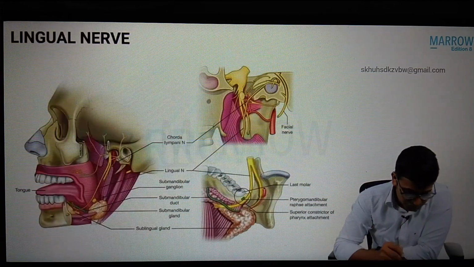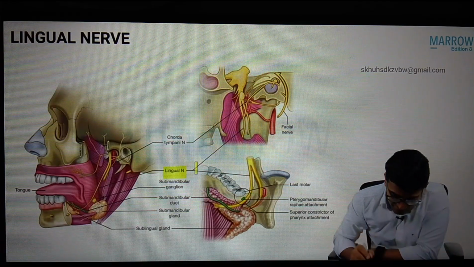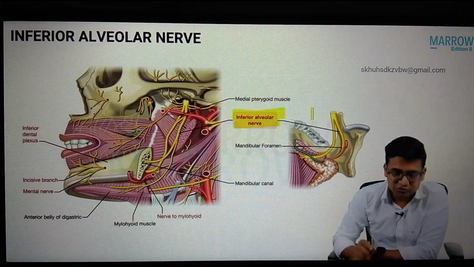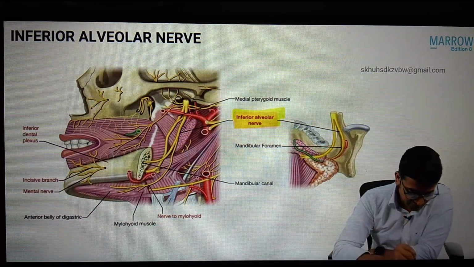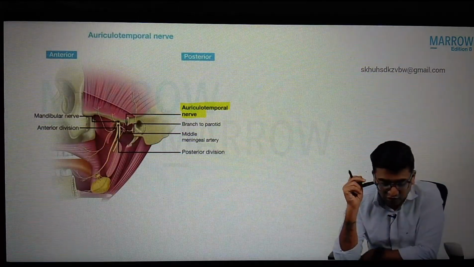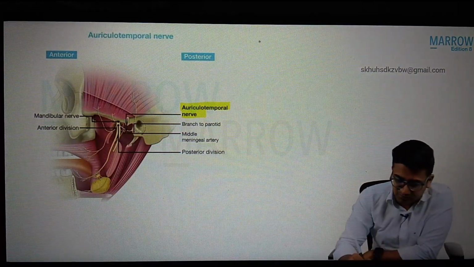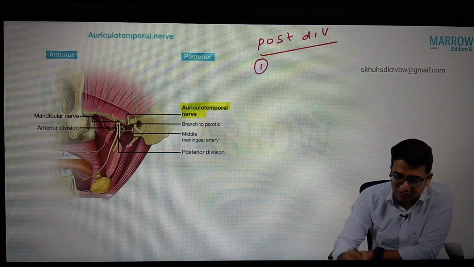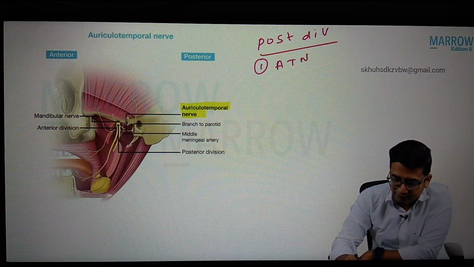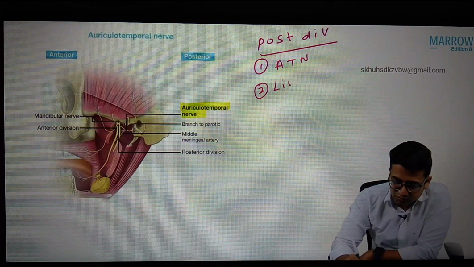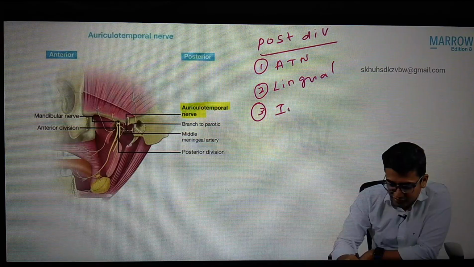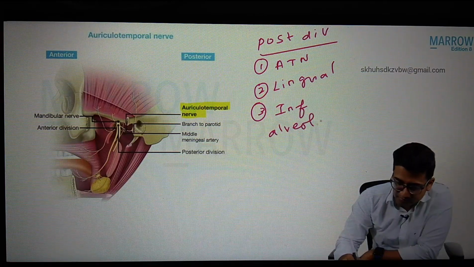Number 2, lingual nerve. And it also gives inferior alveolar nerve. So 3 branches we are going to discuss. Number 1, auriculotemporal nerve. That is a branch from posterior division. So please write, the posterior division of mandibular nerve gives 3 branches. Number 1, auriculotemporal nerve, number 2, lingual nerve, and number 3, inferior alveolar nerve.